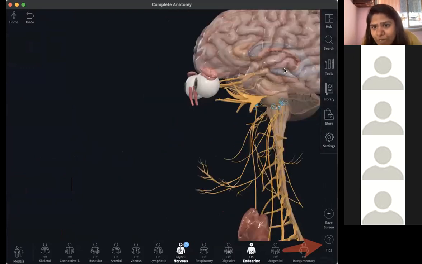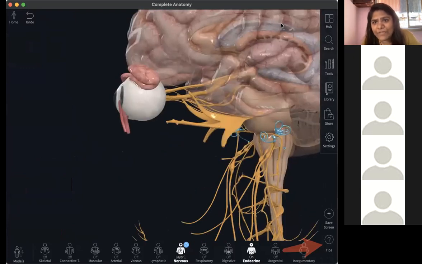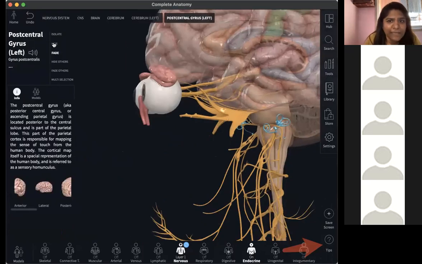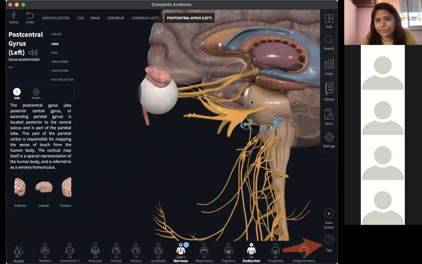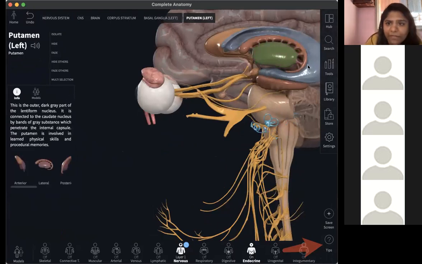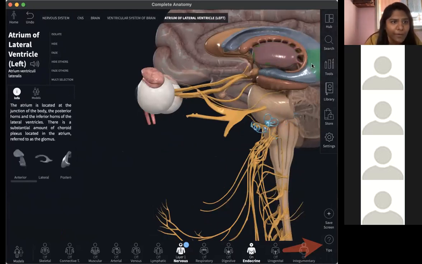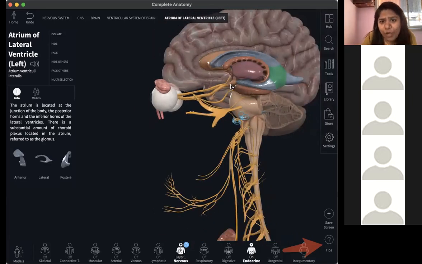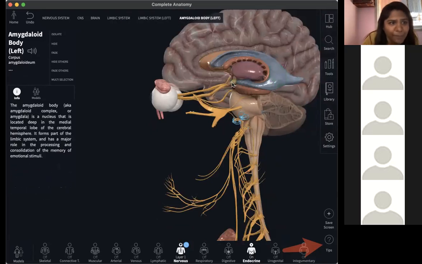Now, sir, who asked what is in there, are you able to see this part here? Is this visible to you? Yes, ma'am. Right, so can you read? No, not that, that is not very important. Can you read this part? This is called the atrium of the lateral ventricle. It is essentially a part of your brain and it has a lot of connections. So you can see this part.